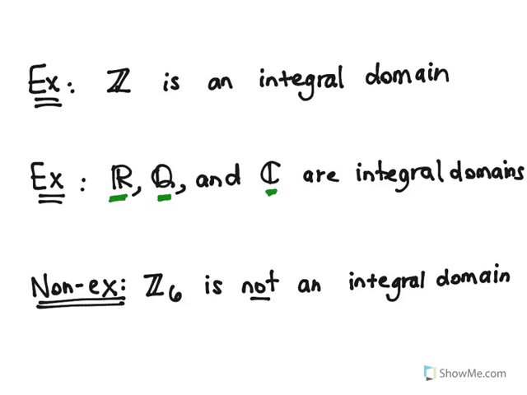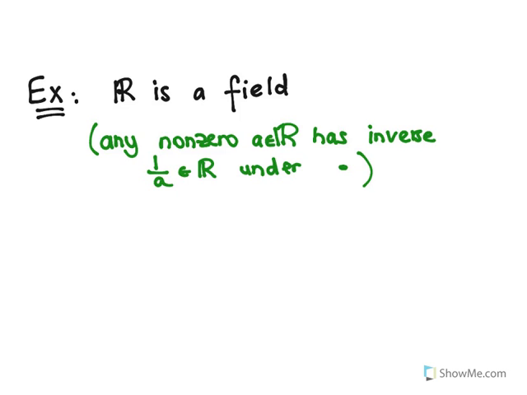We've already seen at least one non-example, on the other hand. Z6 is not an integral domain. Why is that? Because we found at least one zero divisor inside of Z6. Remember, we said that 2 was a zero divisor. And as soon as I've found a zero divisor, that tells me this must not be an integral domain.